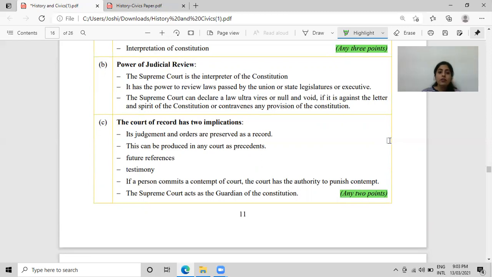Number 5, if a person commits a contempt of court, the court has the authority to punish this contempt. And number 6, the Supreme Court acts as the guardian of the Constitution.